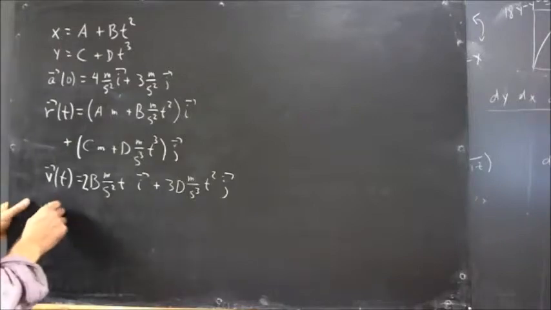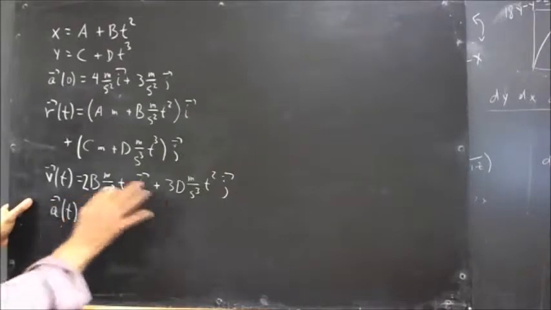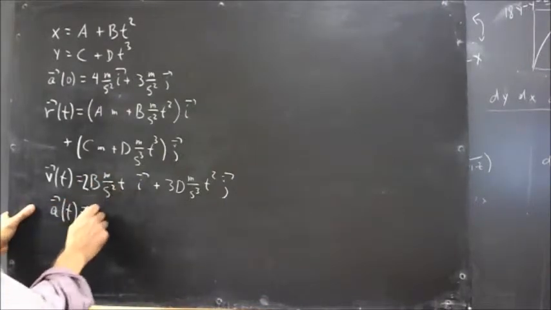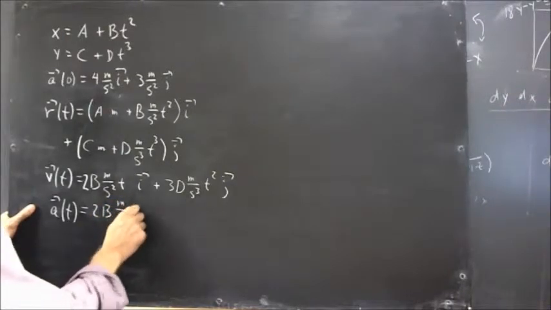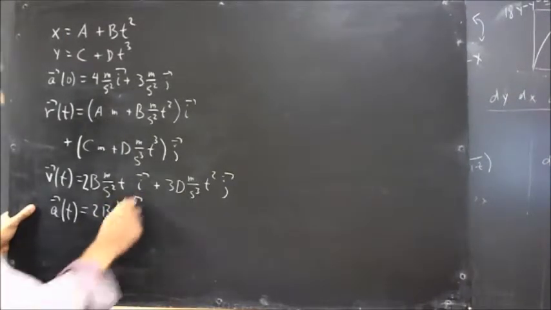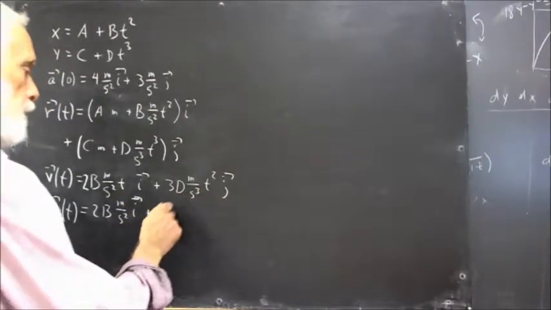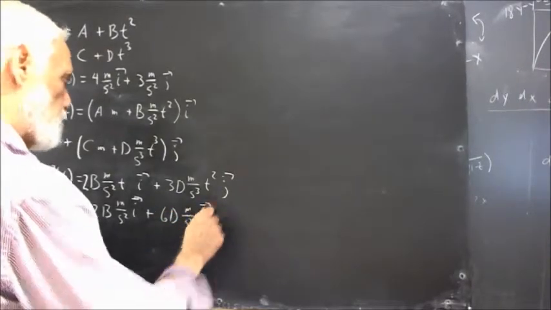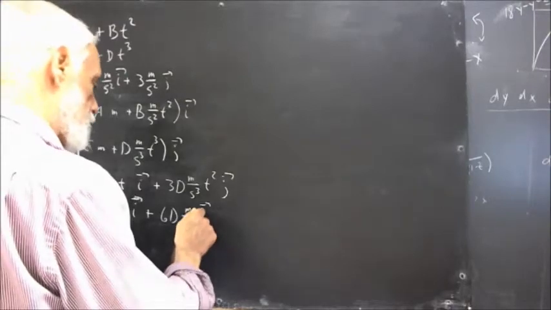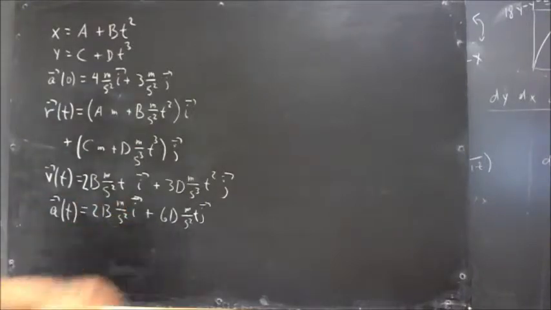And then the acceleration vector. Derivatives are going to be very straightforward. The derivative of t is 1, so we get 2b meters over second squared times I. And we're going to get a 2t here. That's going to give us 6d meters over second squared times j, and we've got a t in there. Unfortunately, I have to kind of jam it in there, but you should be able to see that. Okay, there's our acceleration function.